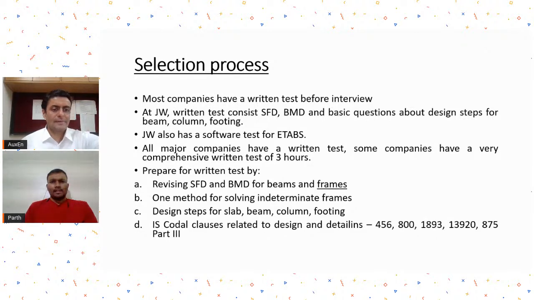Next, when it comes to the selection process, I will talk about the selection process for JW, and then I will talk about the selection process in general. In JW there is first of all a written test. The written test is mostly about SFD and BMD, and basic questions about design steps for slab, beam, column, footing. After that there is a software test, for ETABS.